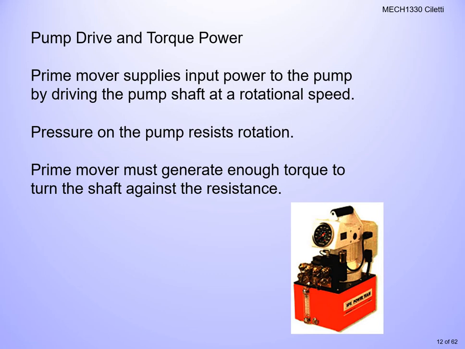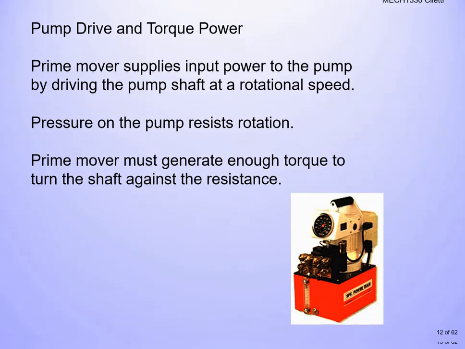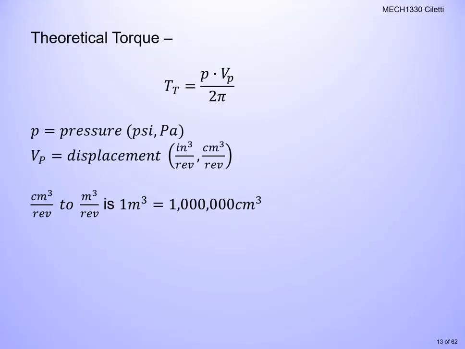It's got to overcome the initial pressure before it kicks in and can rotate. So theoretical torque, we're going to show here as T subscript T. Theoretical torque is going to be pressure times displacement divided by 2 pi. One thing to note here is units.